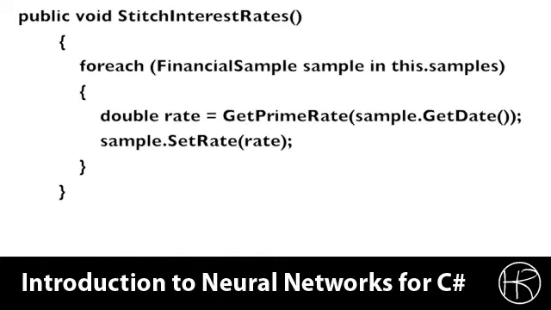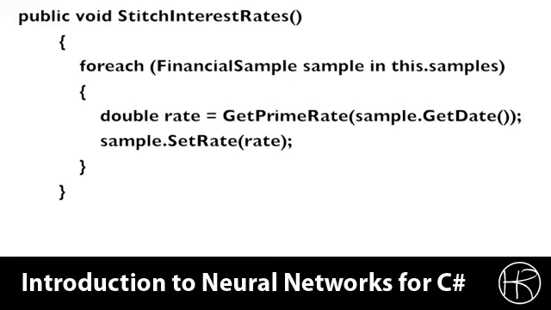At this point, the prime interest rate data and the S&P 500 data are in two separate lists. We need them to be in the same list so that we are able to properly process them when we want to create a training list. The training list needs to have data from both of these according to a date. The stitch interest rate stitches the interest rates to the correct financial sample data.